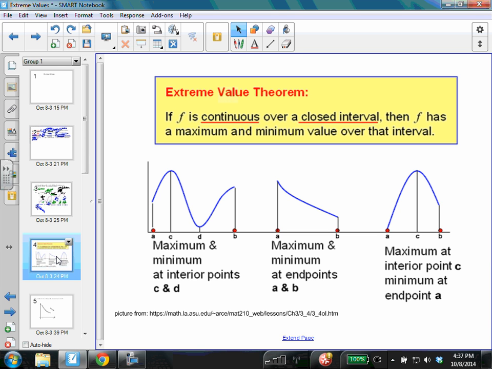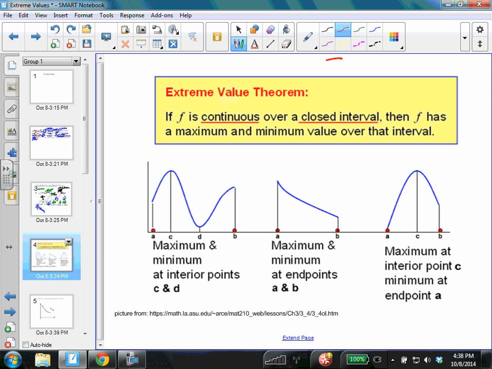But it says this. It says if f, so that's a function, we have some function f, is continuous, so it can't have any discontinuities, right? You got to be able to draw the entire function without picking up your pencil over a closed interval. So the interval has to be closed.